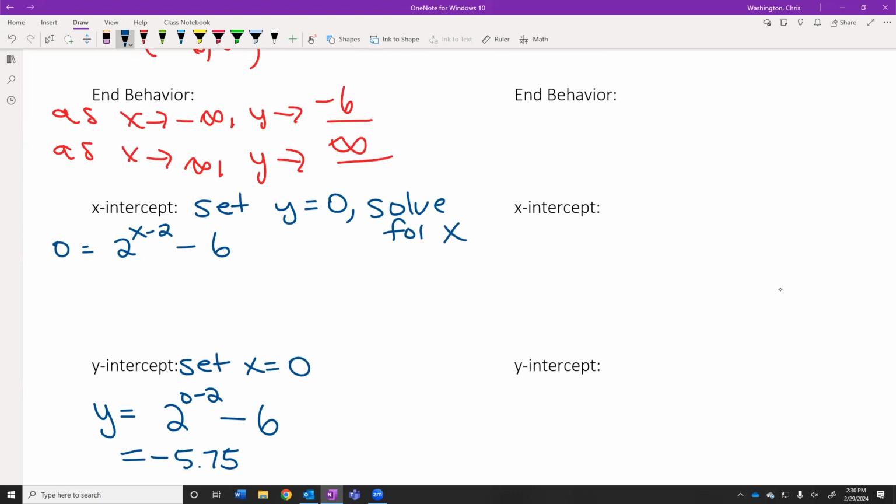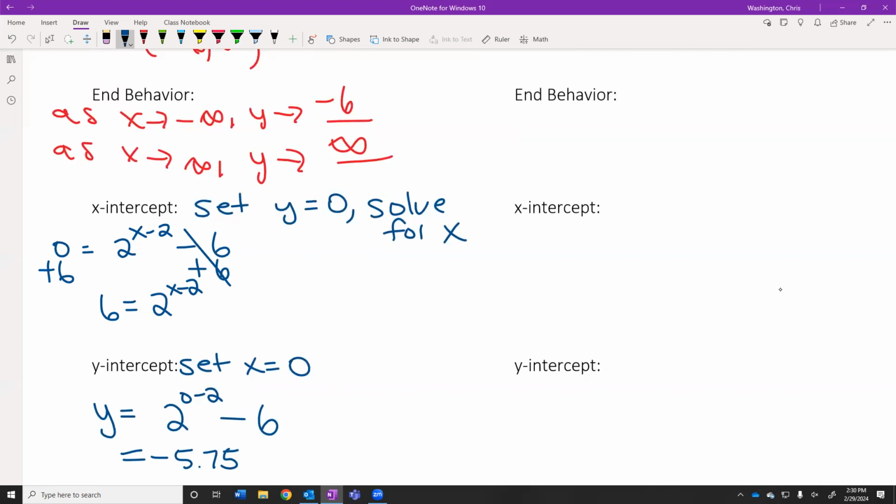Guess what? That's an exponential equation. How do we solve exponential equations? We have to use logarithms. So we're going to add 6 to both sides. We got to get the base and the exponent by itself first. So we have to add the 6, just like we did before winter break, just like we did on our first test this semester. We solved a whole bunch of equations like this.